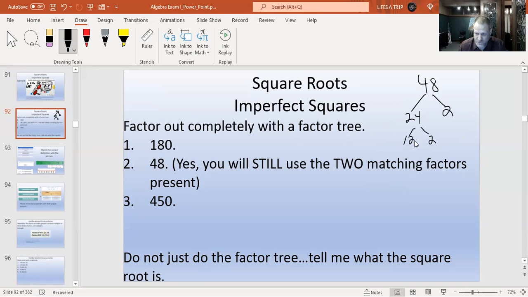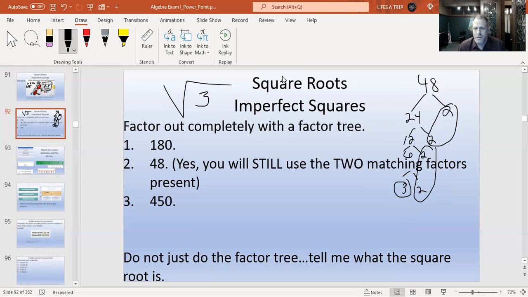Can we keep going with the 2s? I think we can. And another 2 and a 6. And can we keep going? Another 2 and a 3. So we have 1, 2 sets, and then a 3. So we know that lowly little 3 is going to go in here. And then 2 times 2 is 4, so 4 times the square root of 3. Okay, let's do number 3.